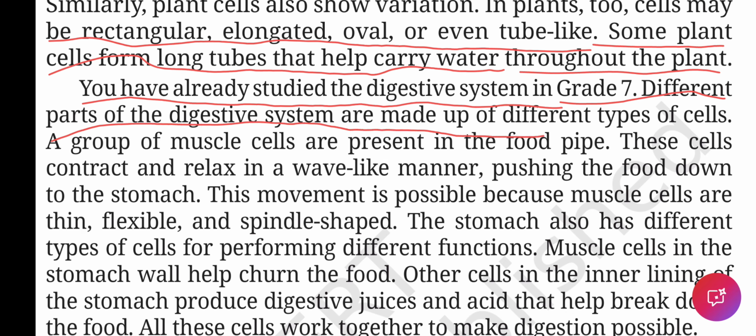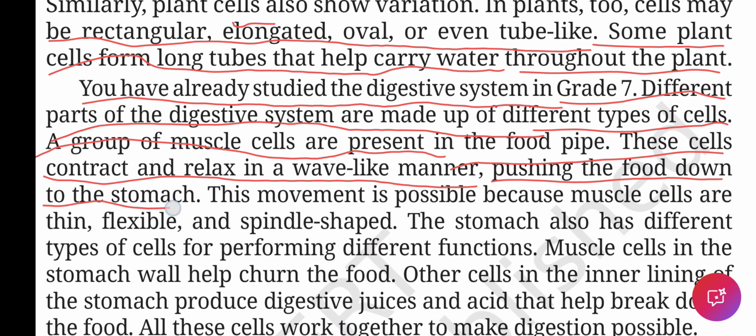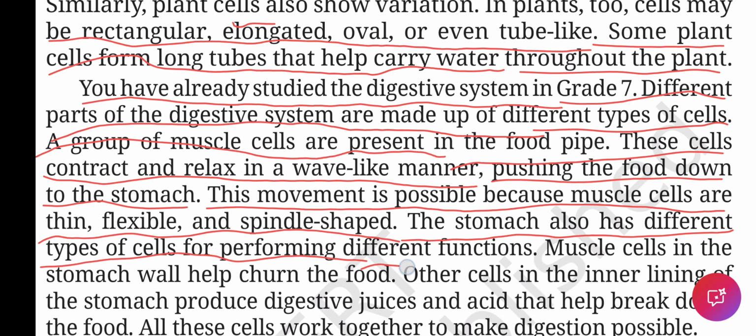You have already studied the digestive system in grade 7. Different parts of the digestive system are made up of different types of cells. A group of muscle cells are present in the food pipe. These cells contract and relax in a wave-like manner, pushing the food down to the stomach. This movement is possible because muscle cells are thin, flexible, and spindle shaped.